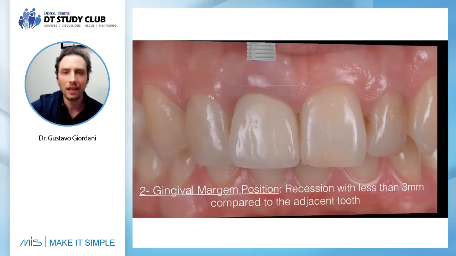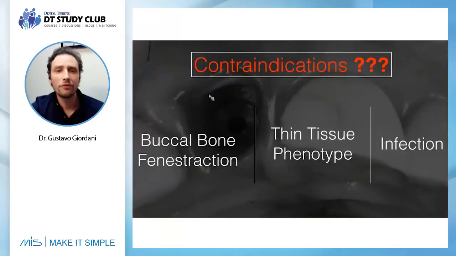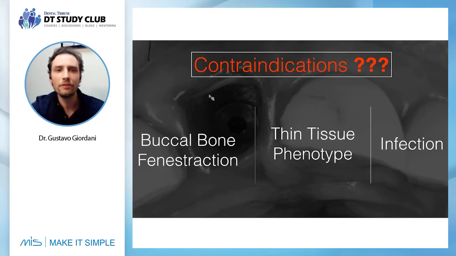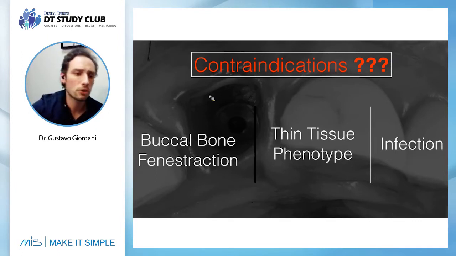If I go again to the literature, I can find some contraindications in Monica's case. Because if I look at the literature from many different groups that I follow, I can see many different contraindications and indications. So if I check the literature, I'm going to see some papers showing that if I have a buccal bone fenestration, thin tissue phenotype or infection, I can have a contraindication of immediate implant.